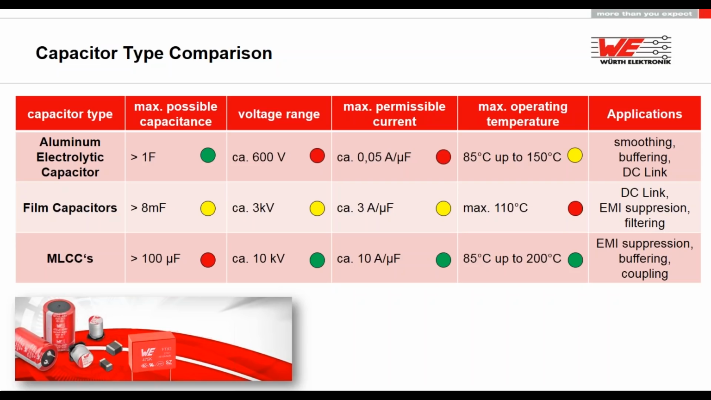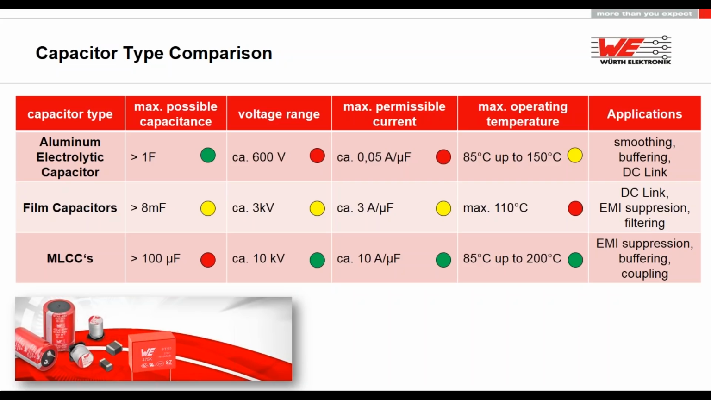You see the permissible current flow is not as high in comparison to different categories, and the maximum operating temperature range, maximum 150. Today normal is 105, 125, but you can find types up to 150. In this category, as in the middle, if you compare with film caps, you cannot go that high in capacitance, but you can go way higher in voltage. So you can go for 3 kV. They show better permissible current.